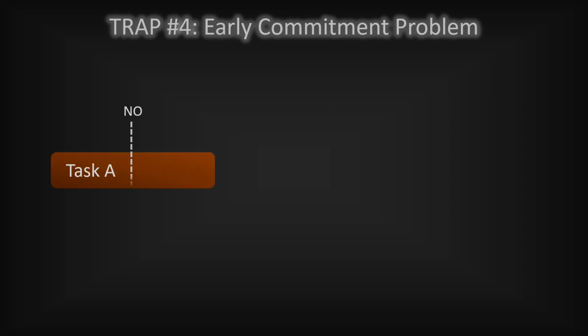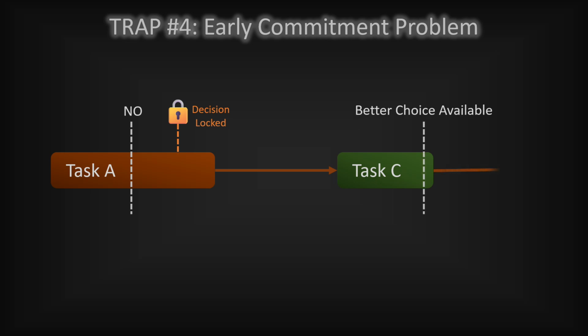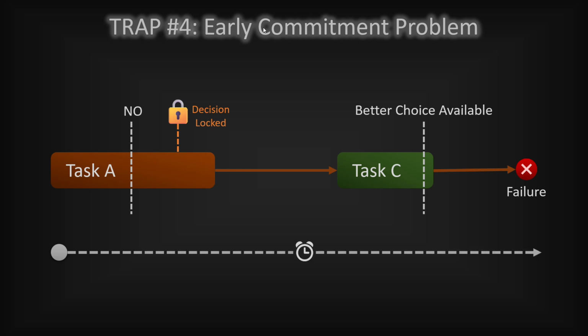Early commitment destroys flexibility. Greedy algorithms commit early. If the problem requires future context, greedy is already in danger. Problems involving future constraints, dependencies, or delayed rewards usually punish greedy solutions.